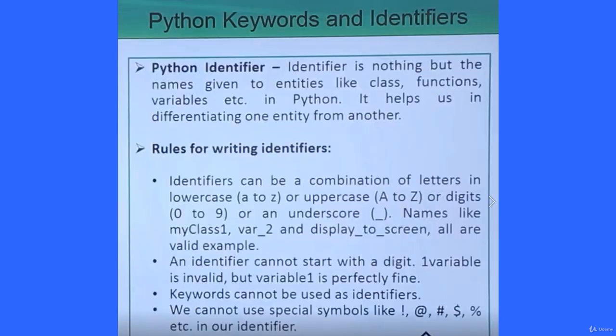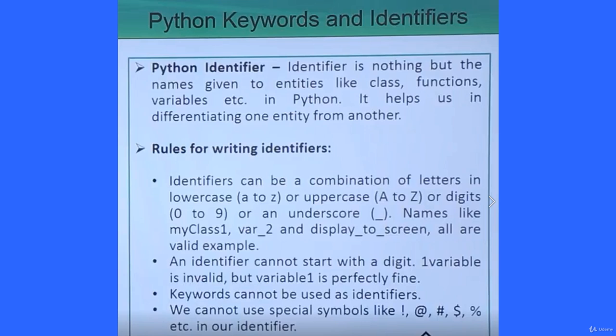Let us discuss Python identifiers. Python identifiers are nothing but the names given to entities like classes, functions, variables, etc. That's why they are known as identifiers, and they are used to name a class, a variable, or a function. In Python, they help us differentiate one entity from another. That's why all the function names should be distinct, and all the variable names should be distinct.